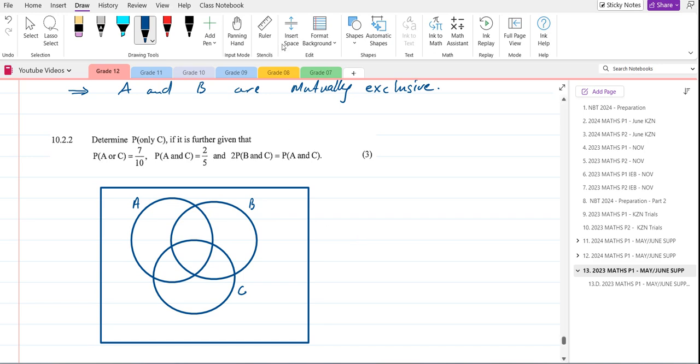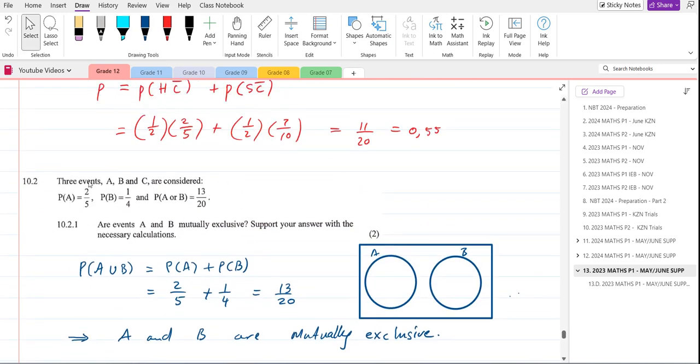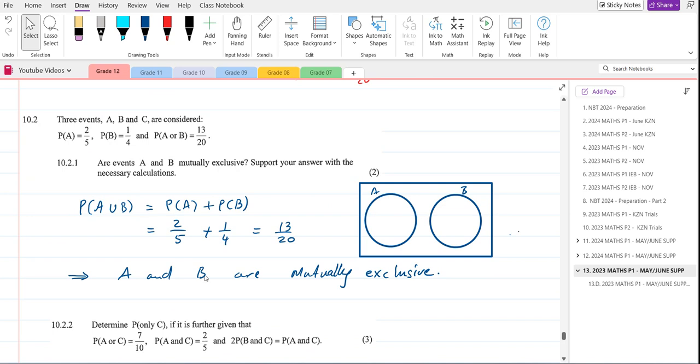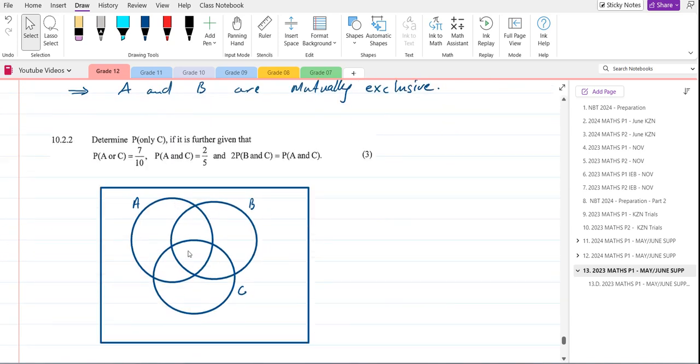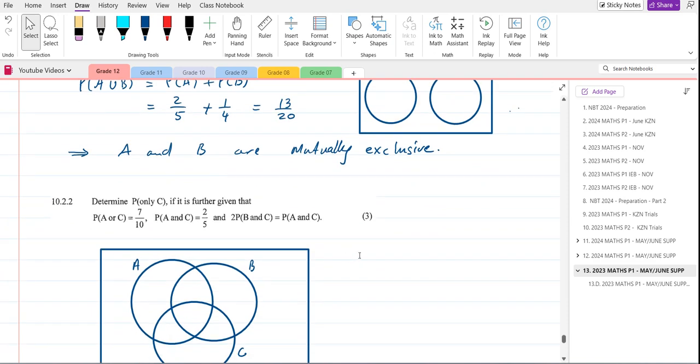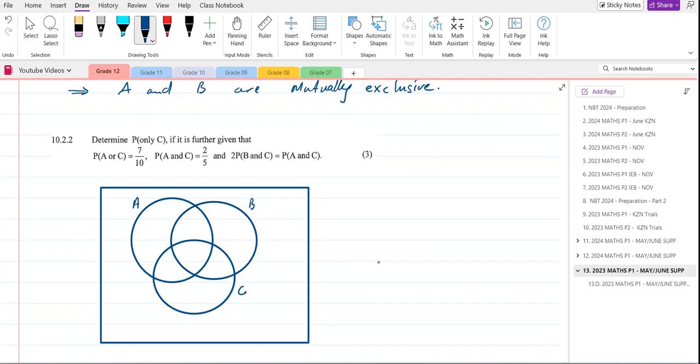Okay, let's fill in the information from before. We know the probability of A is 2 out of 5. The whole thing is 2/5. The probability of B is a quarter. And the probability of C, we don't have here. Let's look at the information: A or C is 7 out of 10.